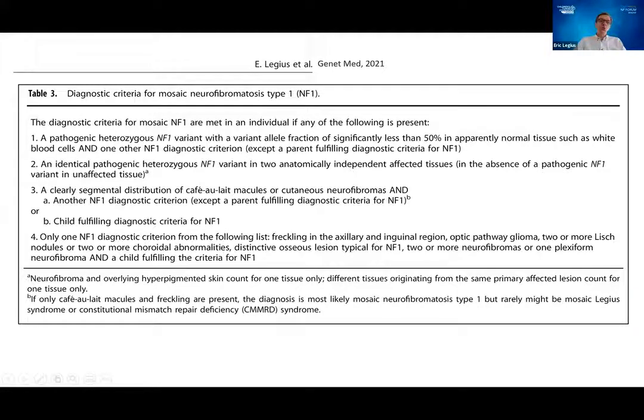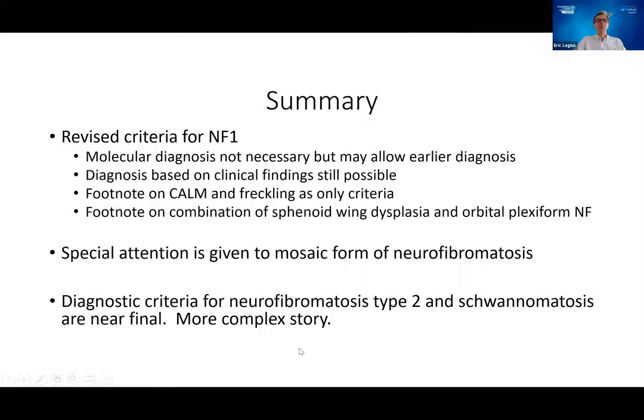I will not go through them. It's sufficient to say here that we have them, they are there, and it's important that we attract attention to this, because this usually has a different natural history, usually is milder, and it's important to make the difference between classical NF1 and a mosaic form of NF1.